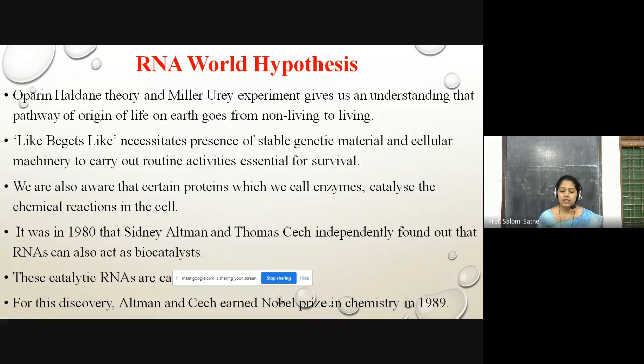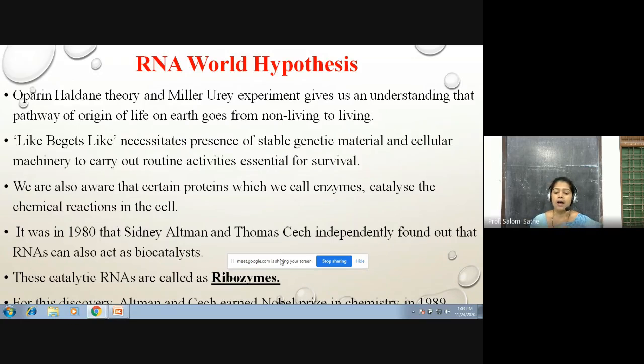It was in the 1980s that scientists independently found that RNA can also act as a biocatalyst. These biocatalysts, these catalytic RNAs, are called ribozymes, meaning ribosome and enzyme.